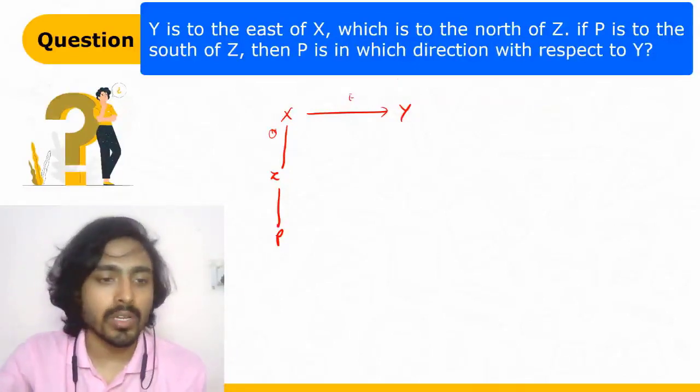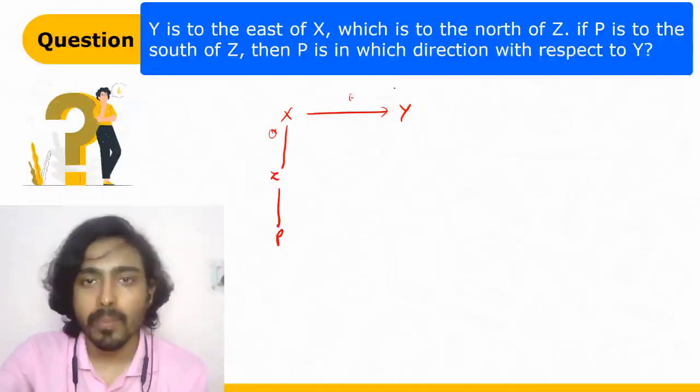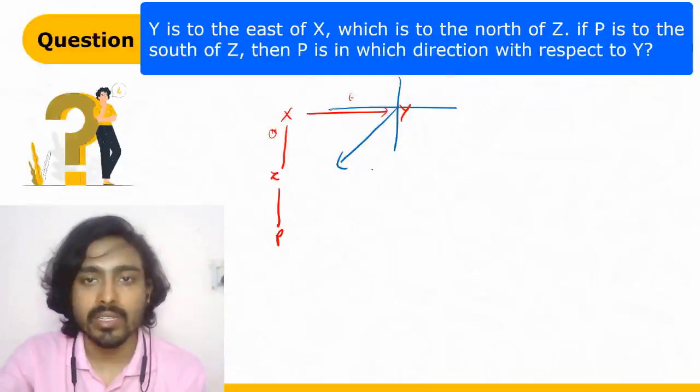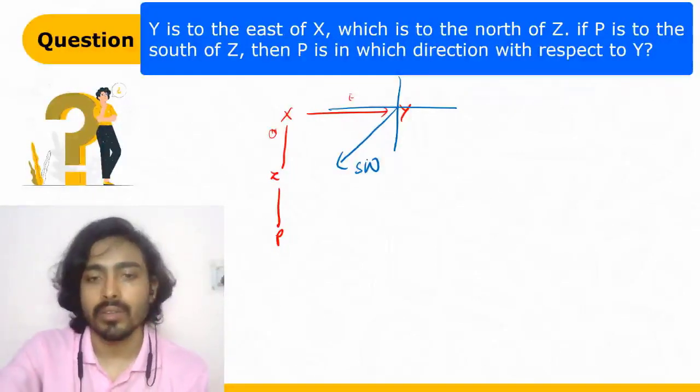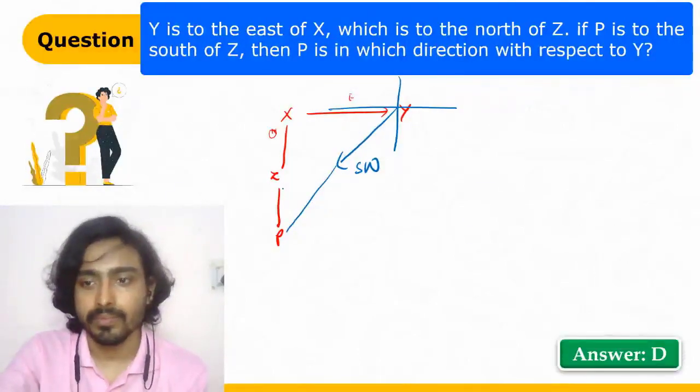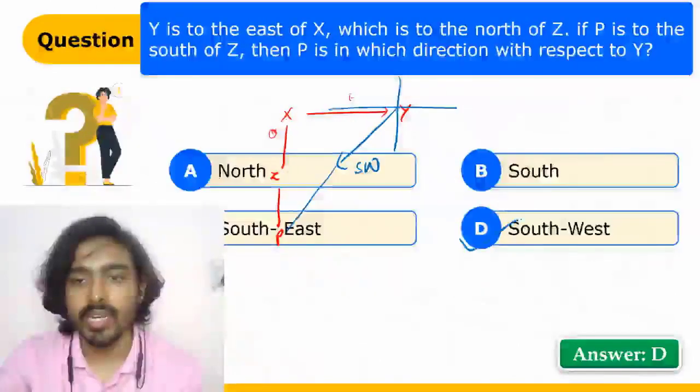So what we have to do is we just create another symbol, and just look at it. This will be in southwest, right? This is southwest. P is in southwest. Just look at it. Yes, D is the right answer.